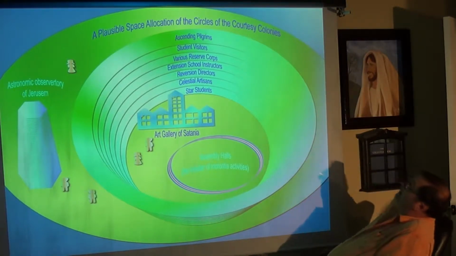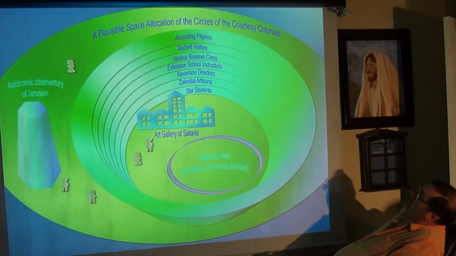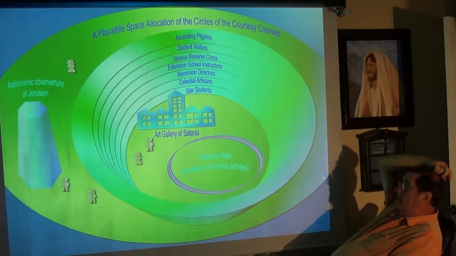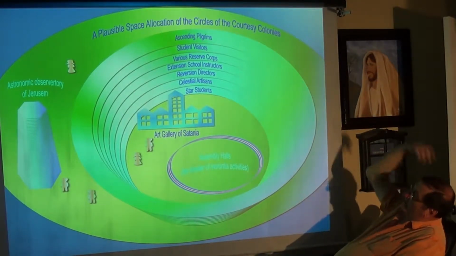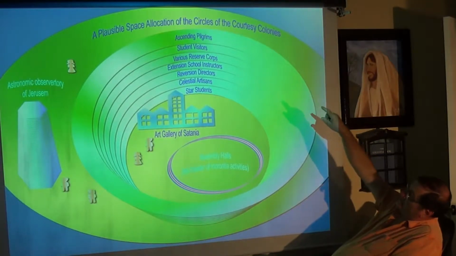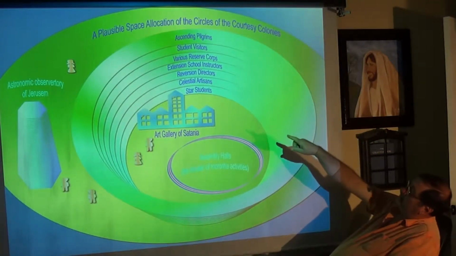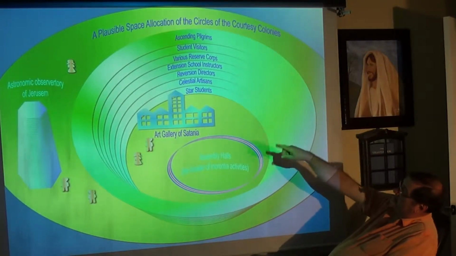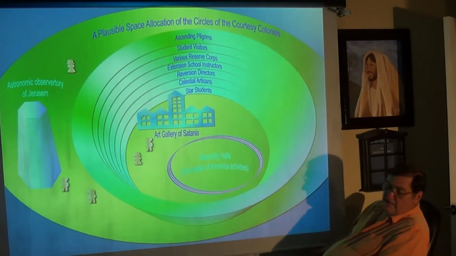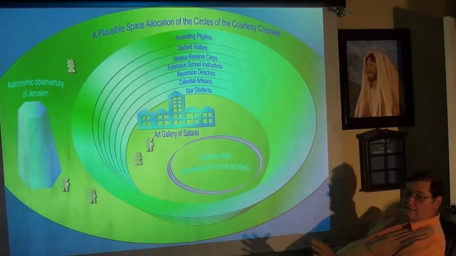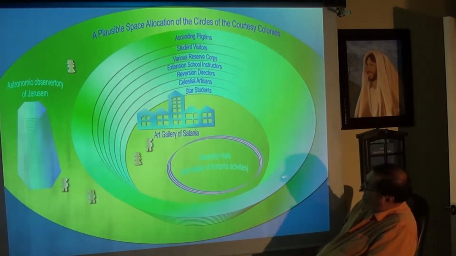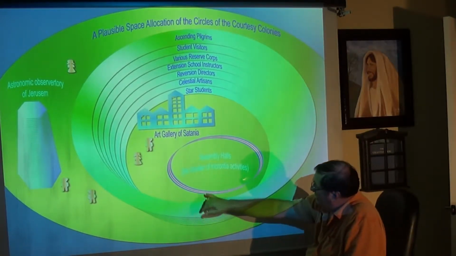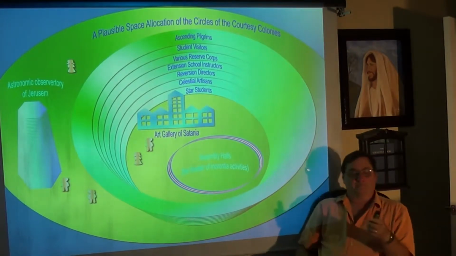Okay, so this is a plausible space allocation for the circles of the courtesy colonies, right? These are the people that come to help out in the local system, right? And there you'd find the ascending pilgrims, student visitors, various reserve corps, the extension school instructors, reversion directors, the celestial artisans, and then star students. We haven't studied this, but star students are those who actually study the universe, right? And inside there, there's an art gallery of Satania, and the assembly hall. There's a theater of Morancha activities too.